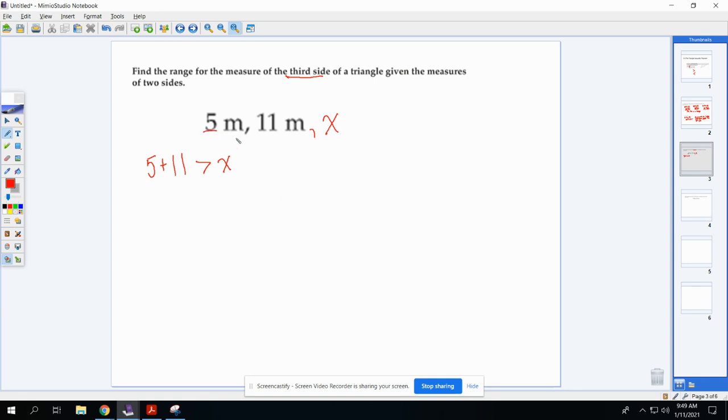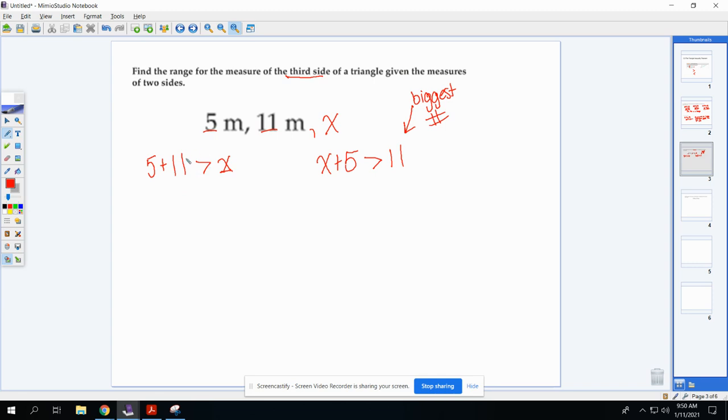smallest number to it. So in the first inequality, I wanted x to be on the right-hand side. In the second inequality, I want the biggest number to be on the right-hand side. So I'm going to say 5 plus 11 is greater than x. I'm also going to say x plus 5 is greater than 11. All right, so remember that one that goes on the right-hand side there, that is just going to be the biggest number, or the biggest side. So our biggest number here is 11.